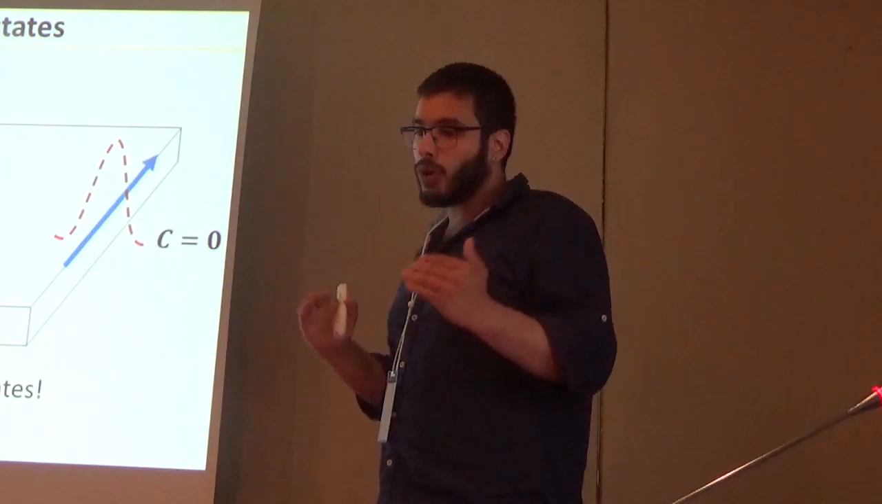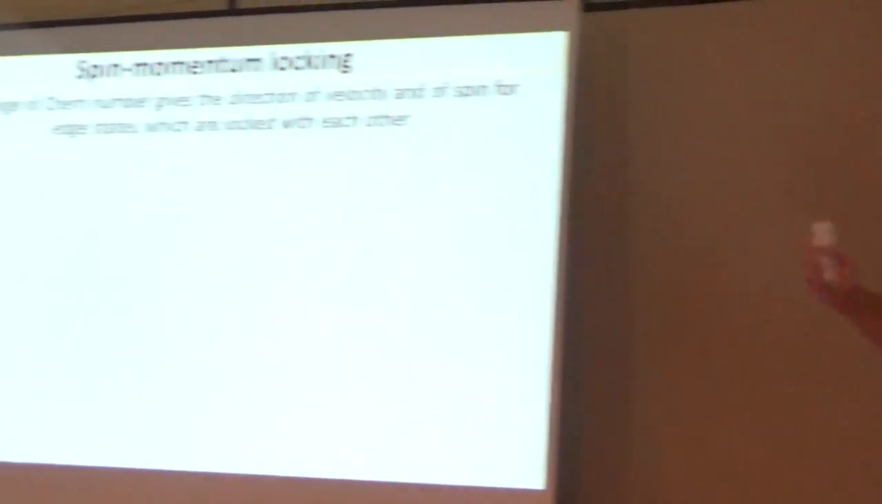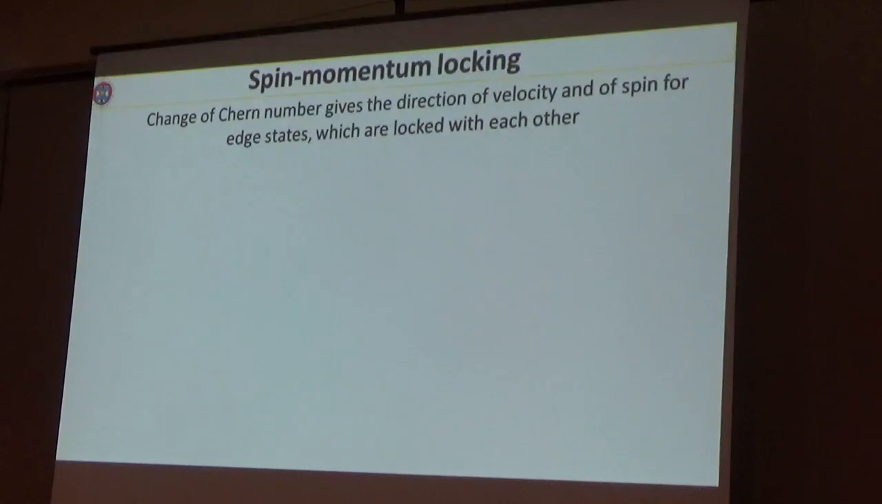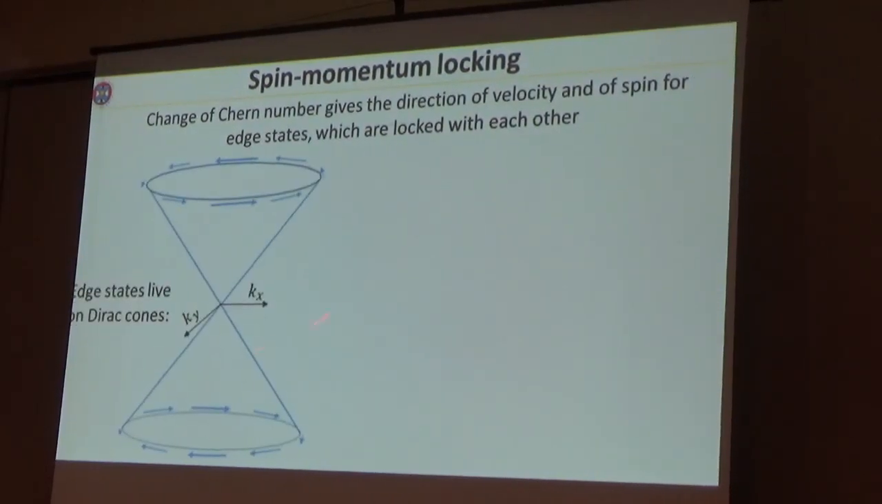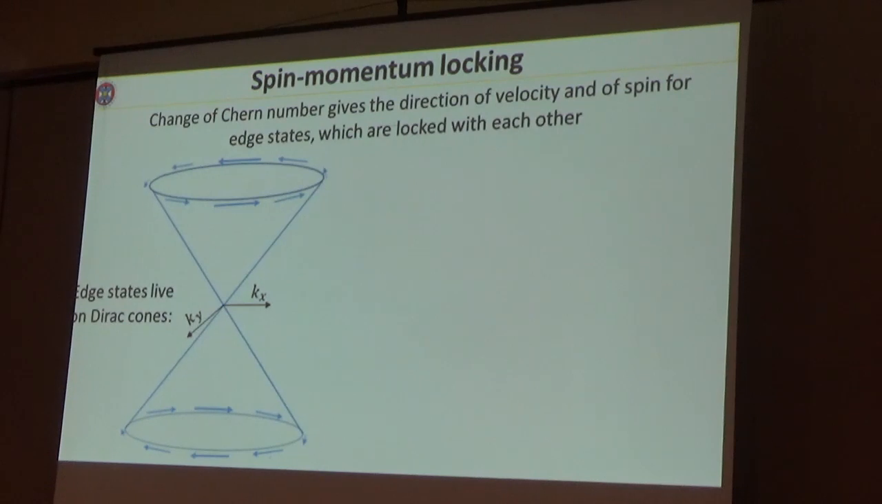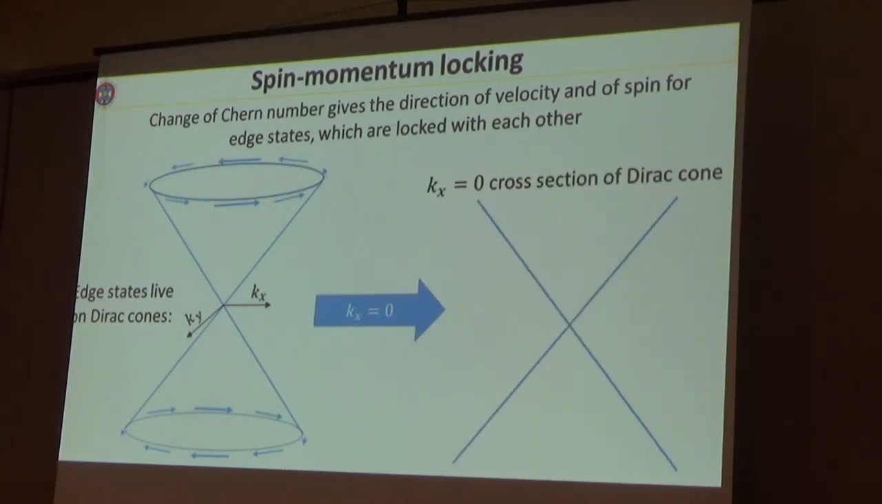And to see the importance of these states, for example, a characteristic of them is spin momentum locking. So these states live near the Dirac cones that I mentioned before. And if we take, for example, the cross-section kx equal to 0, we get these two lines. And we can see from the analysis that for one line the spins are down, and for the other the spins are up. And because the momentum is proportional to the slope of each line, also the momenta are in the opposite direction. So this suggests actually that the spin and momentum are locked. And this has huge applications in spintronics, for example.